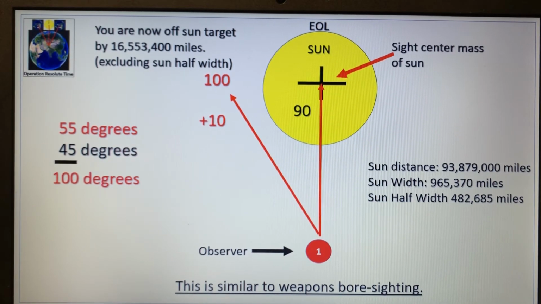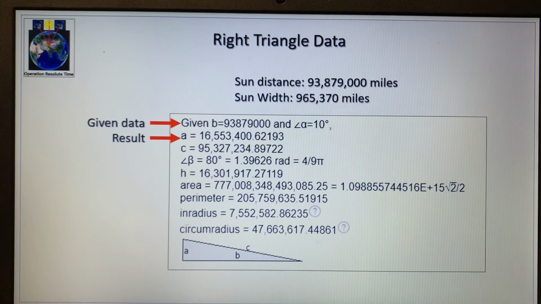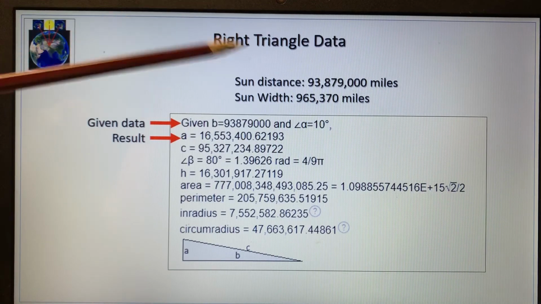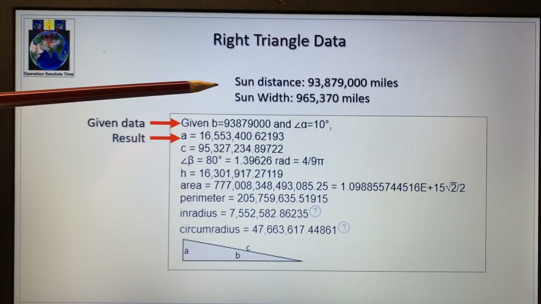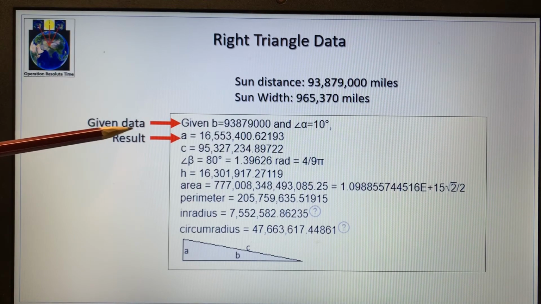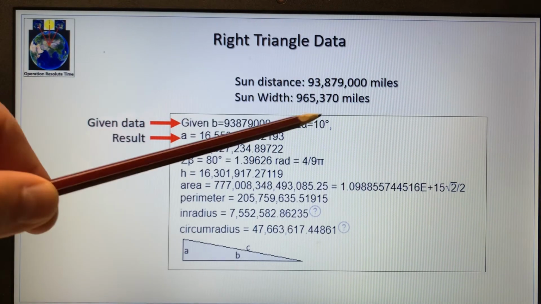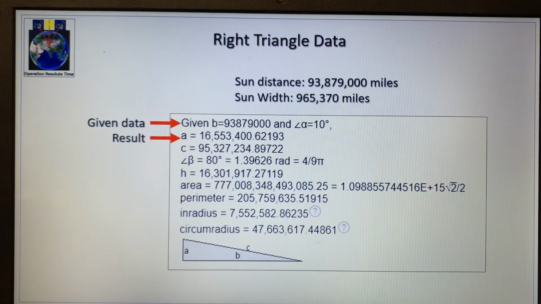And again, this is how we can tell if there's really a curve and if there isn't. And this tells the tale. Black and white, pretty easy. How do we get this distance? We use a right triangle data calculator, and all we do is plug in our information. We plug in sun distance, what science has told us, and we plug in the angle, what we were over on our angle from parallel, in which we were 10 degrees over, and that gives us a result of 16.5 million miles off sun target. So it's just a simple triangulation, and again, simple geometry.